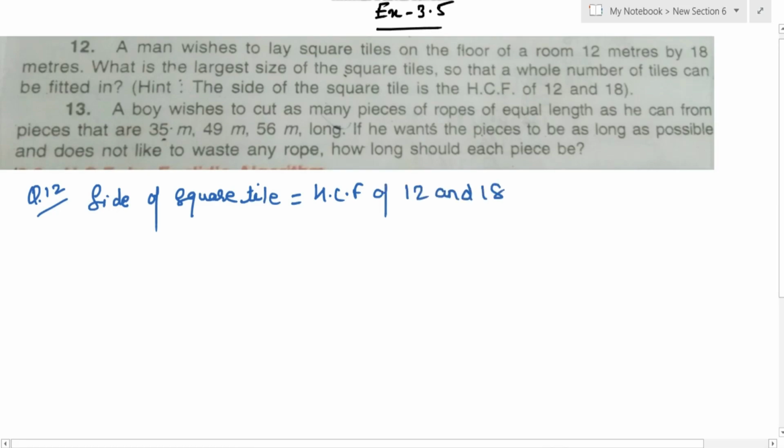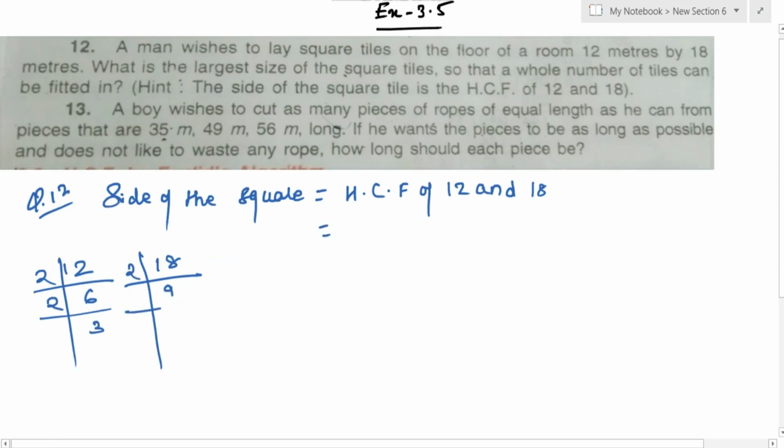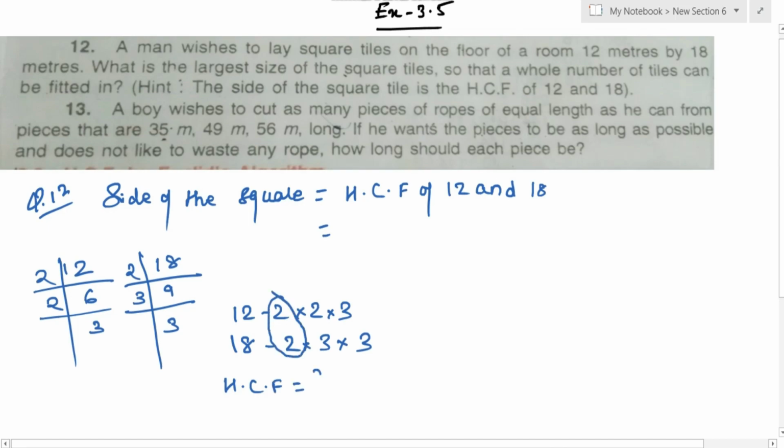So we are going to find the SCF. For 12, 2 6s are 12, 2 3s are 6. Similarly for 18, 2 9s are 18 and 3 3s are 9. So the factors of 12 are 2 into 2 into 3, and the factors of 18 are 2 into 3 into 3. What are the common factors in both? This 2 is common in both, so that will be in the SCF. This 3 is also common in both, so that will also be part of the SCF. 2 3s are 6. That means 6 meters should be the side of the square tile.